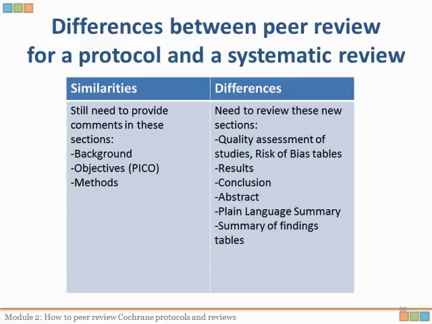This is typically done by assessing the risk of bias in studies. You will also comment about the results, the conclusions the authors made, and the information included in the abstract, the plain language summary, and the table that summarizes their findings. Of course, there are many details contained in these sections, and it is not expected that you should be able to go into all of the details.